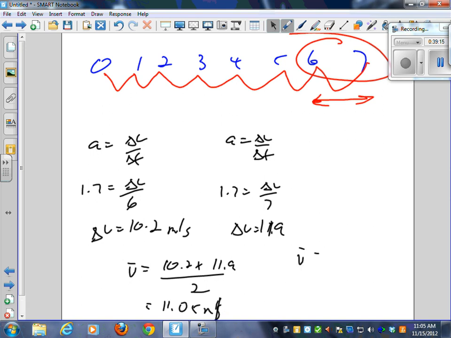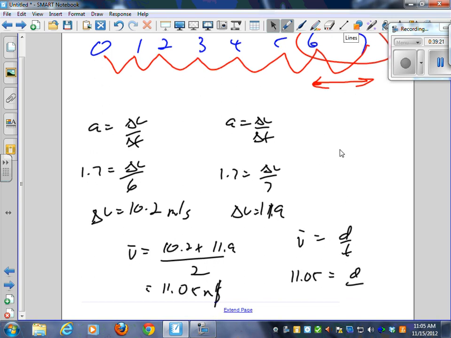And then you go V bar equals D over T. You take that number. And the time interval from 6 to 7 is how long? 1 second. Yeah, there was one person that got this, I remember. That's a hard question, but it's bonus.